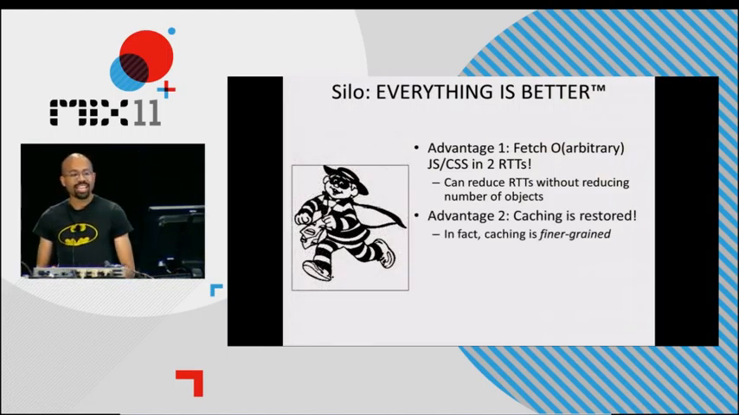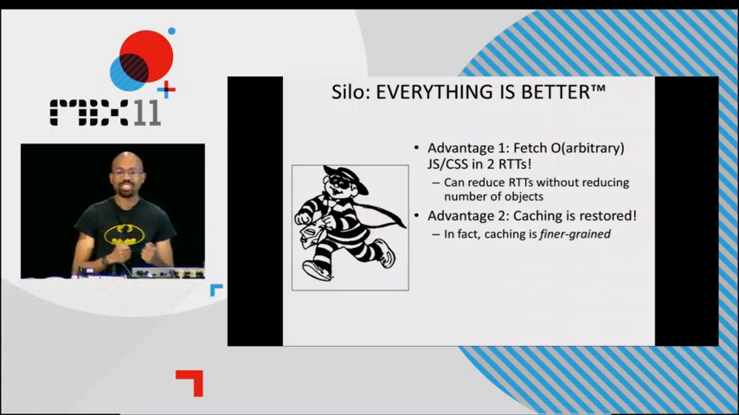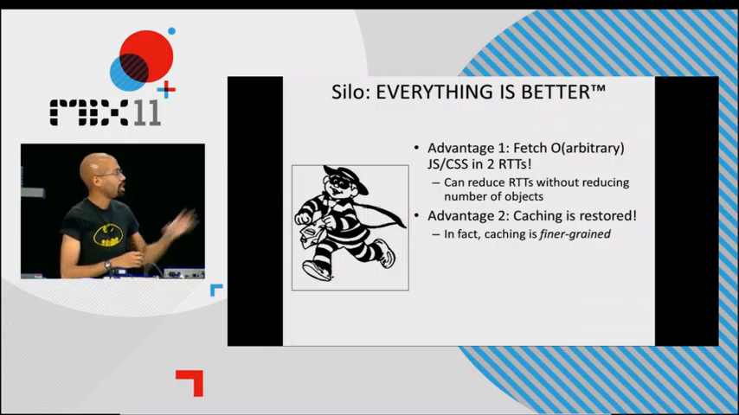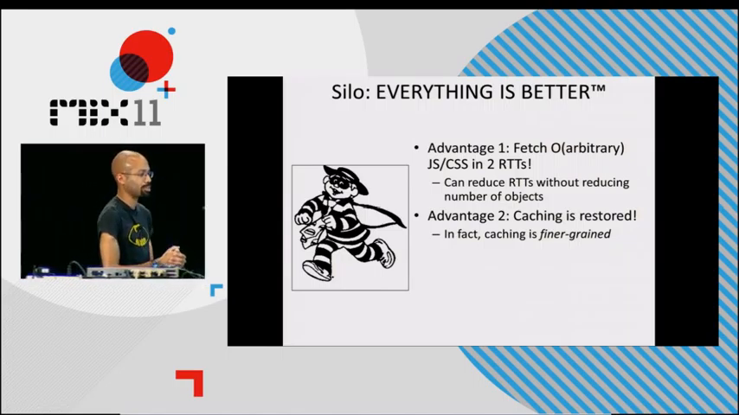Second of all, caching is restored. And in fact, caching is finer grained because DOM storage allows JavaScript files to explicitly interact with this stable storage. And here, of course, I represent caching by the Hamburglar, who is known for opportunistically caching other people's hamburgers.